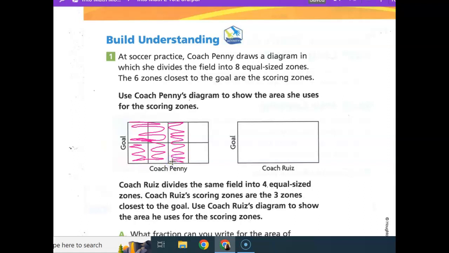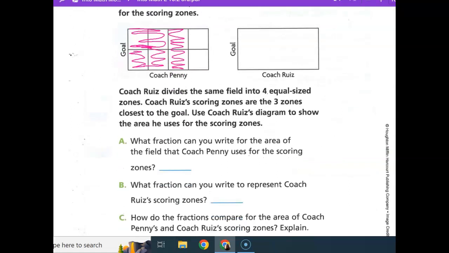Then it says Coach Reese divides the same field into 4 equal-sized zones. Coach Reese's scoring zones are the 3 zones closest to the goal. Use Coach Reese's diagram to show the area he uses for the scoring zone. So we're going to divide his into 4 equal-sized pieces. Okay, and then he uses the 3 closest to the goal.